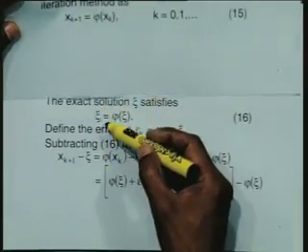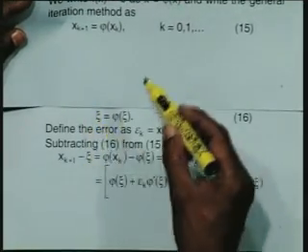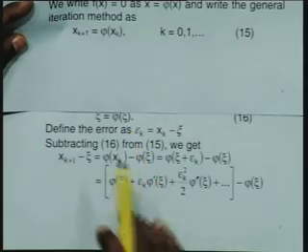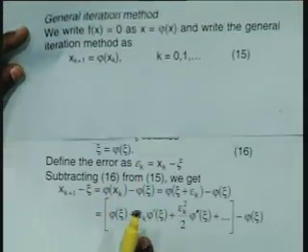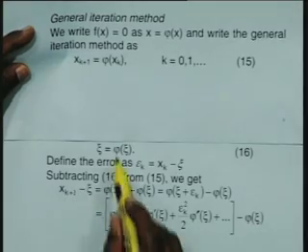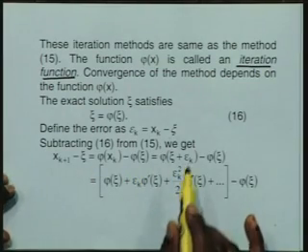We take this and take this, subtract these two: x_{k+1} minus x_i on the left hand side, on the right hand side phi of x_k minus phi of x_i. I have subtracted these two to get x_{k+1} minus x_i is equal to phi of x_k minus phi of x_i. Now, I will use the Taylor series expansions to find out what is the condition on phi of x such that this method converges.